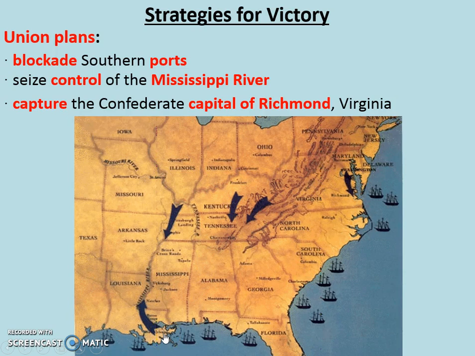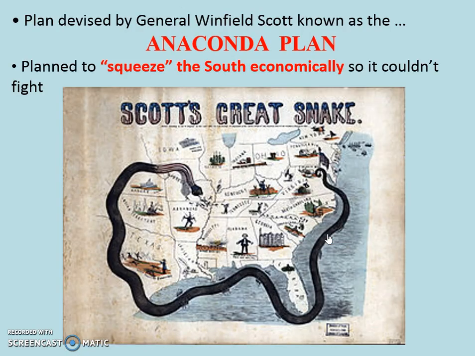And speaking of the Mississippi, the other plan was to capture control of the Mississippi River, because in doing so, they capture that big highway, right? And it also splits the South in two. It divides the western Confederate states, such as Texas and Arkansas and Louisiana, from the rest of the Confederacy. And finally, that they would squeeze in and capture the capital of Richmond, Virginia. And once they captured the capital, it would force the South to surrender. And in fact, General Winfield Scott had a name for this. He called this the Anaconda Plan.